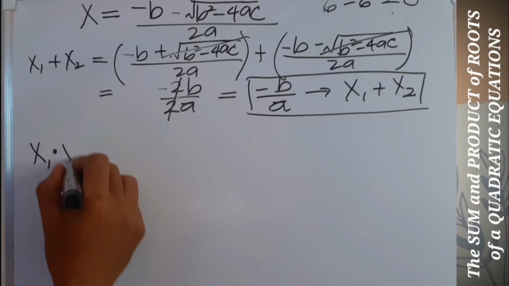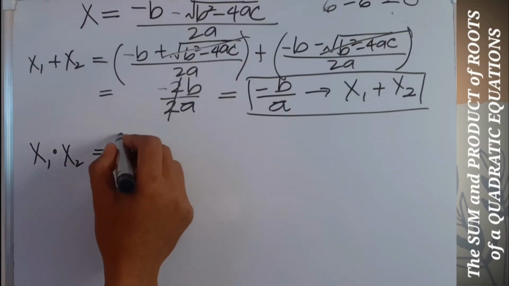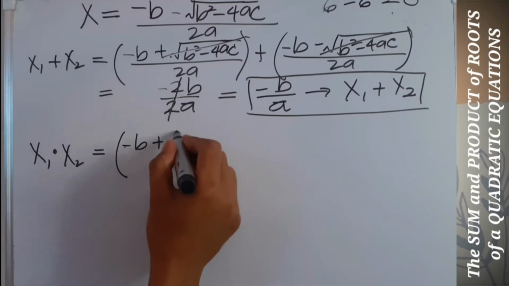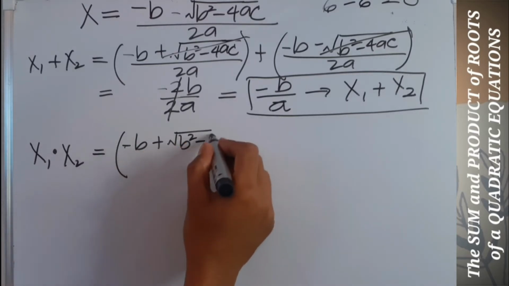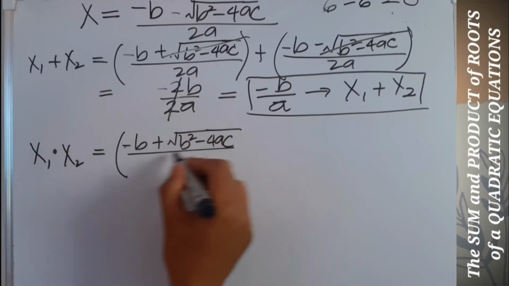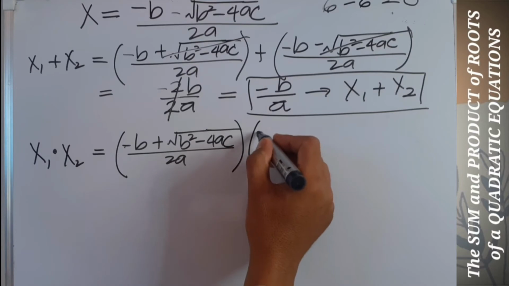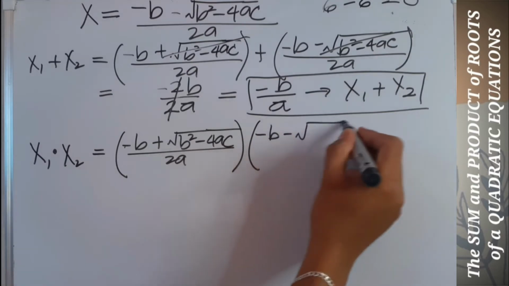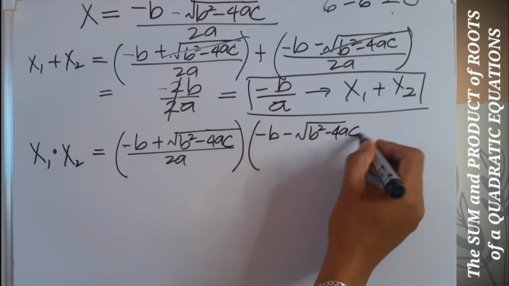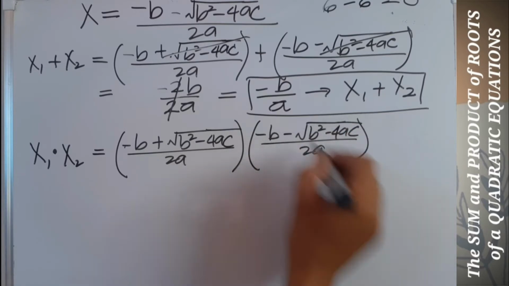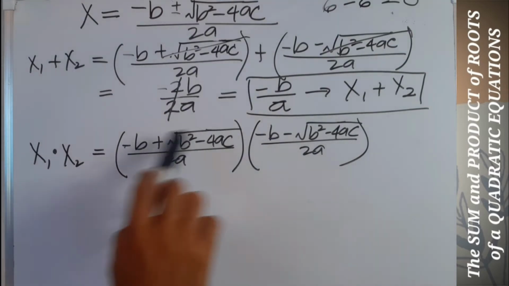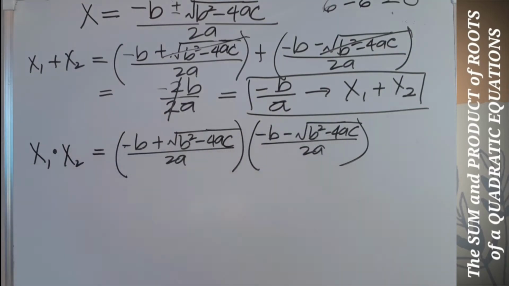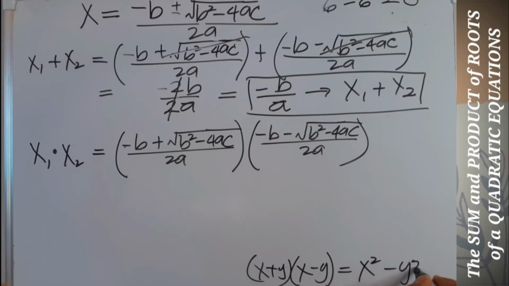X sub 1 multiplied to x sub 2 equals negative b plus square root of b squared minus 4ac all over 2a multiplied to negative b minus square root of b squared minus 4ac all over 2a. We know that they are conjugates. The same first term, opposite last term. So we follow the pattern. The pattern is like this. X plus y multiplied to x minus y equals x squared minus y squared.